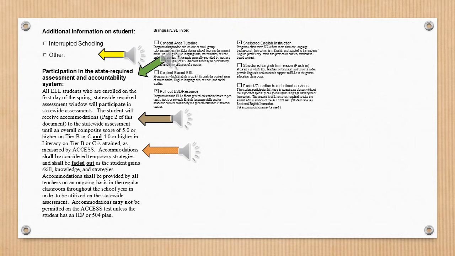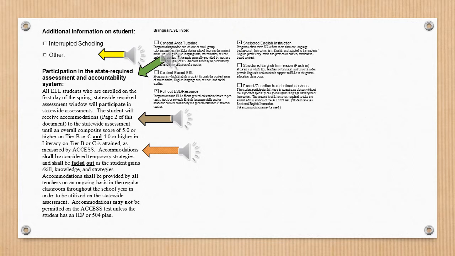The purpose of accommodations both inside the classroom and during testing is to assist the student to produce knowledge of the content without language being a barrier. That is why the wording points out that these are to be faded out as the student gains skill, knowledge, and strategies. So you should see fewer and fewer accommodations each year that the student is enrolled in ELL.